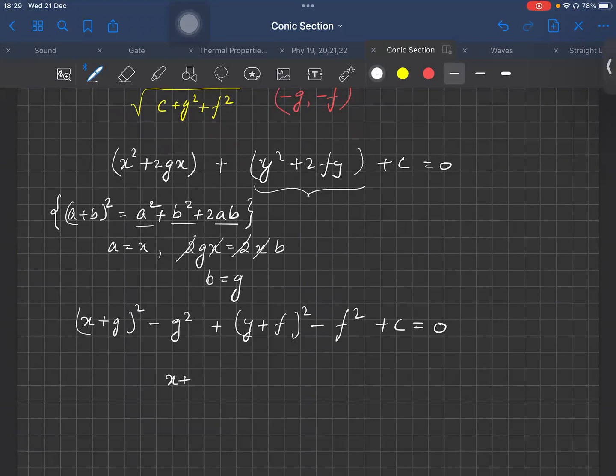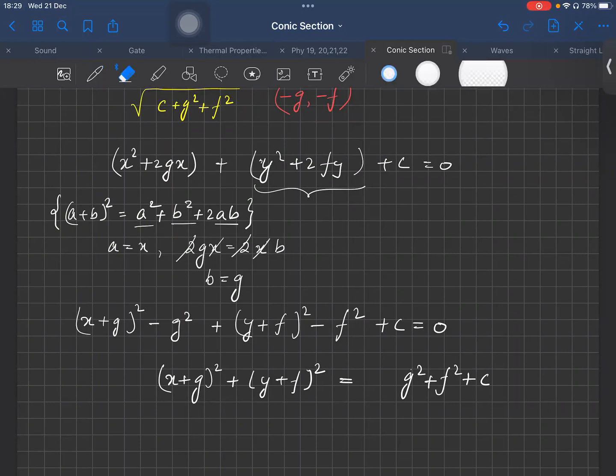Now you write this in this form: x plus g whole square plus y plus f whole square is equal to g square plus f square plus c, right? Can we write like this or not? Is anything wrong here so far? Sir, it should be minus c. Yes, correct. Thank you. So this will be minus c. Is this correct or yours is correct? This is correct, sir. Okay.